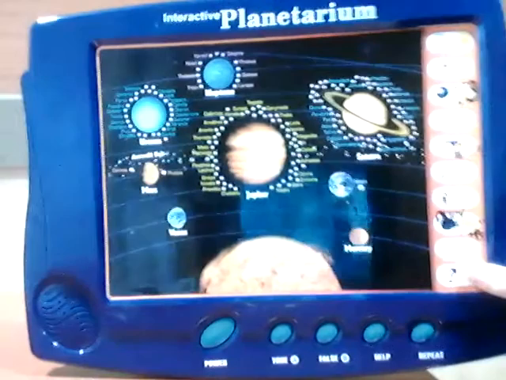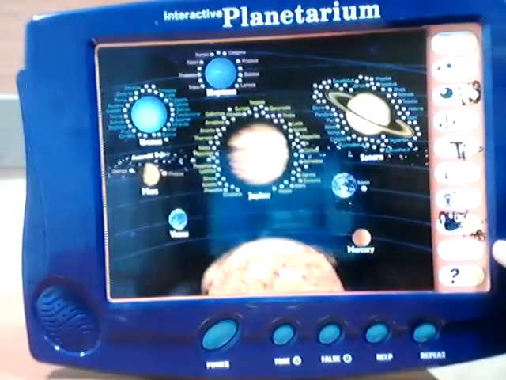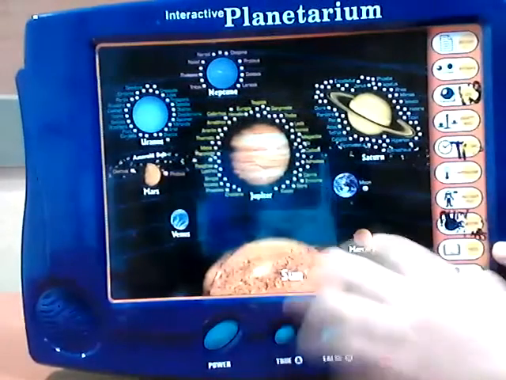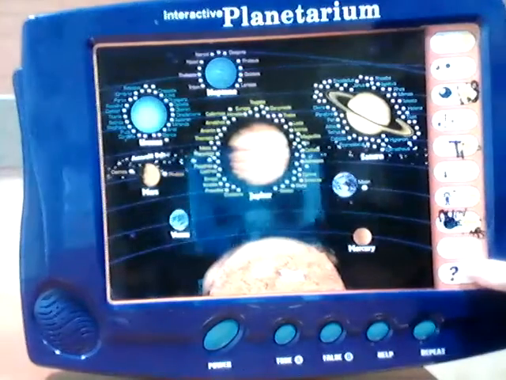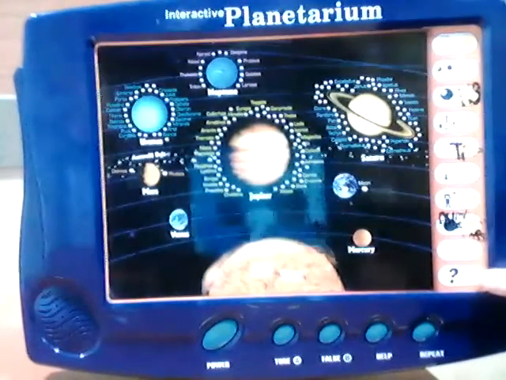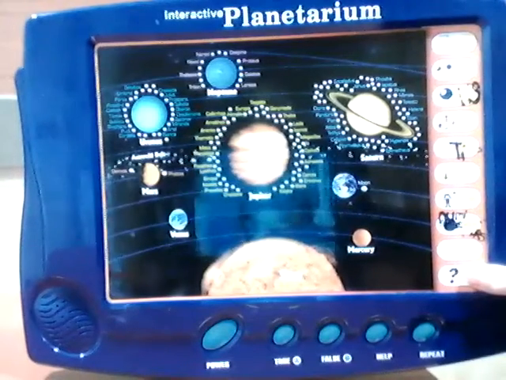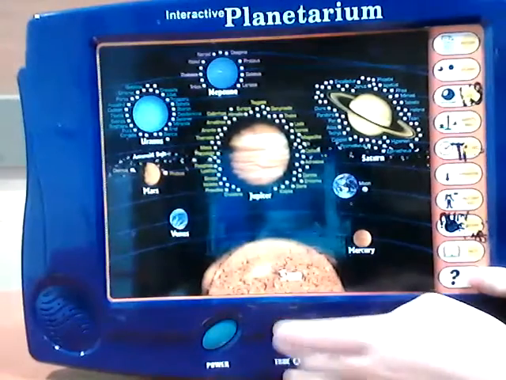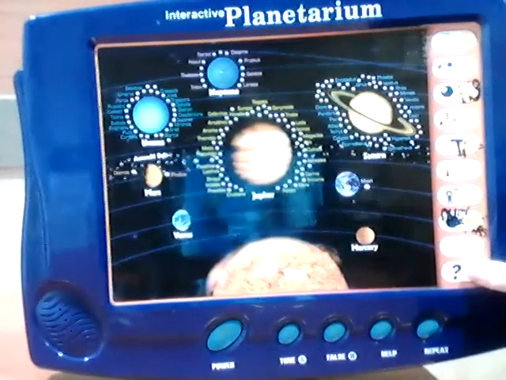This is the quiz. Which planet is named after the Roman god of war? So you press a planet, whichever one you think is correct. And if you want to do another question, you press again. Saturn is named after the Roman goddess of love and beauty. Whatever you think, you press this or this, true or false. And then if you want another quiz, you press it again.